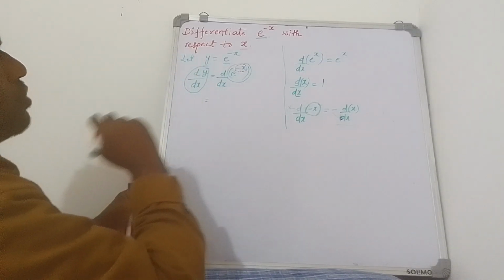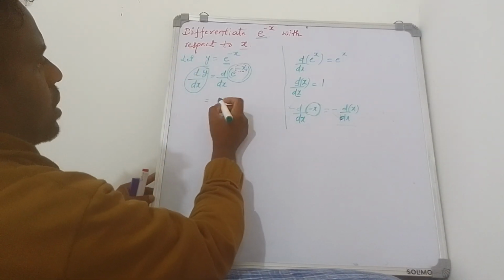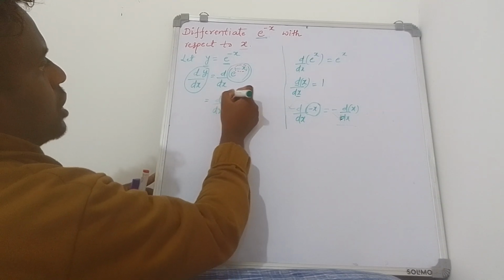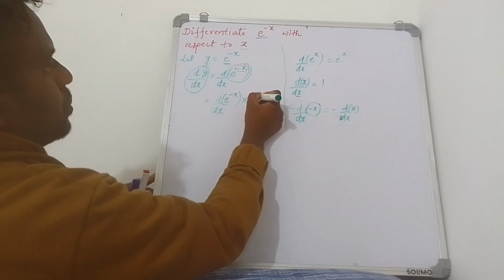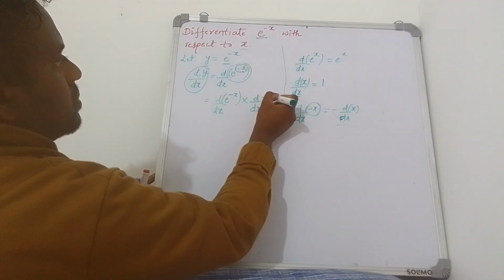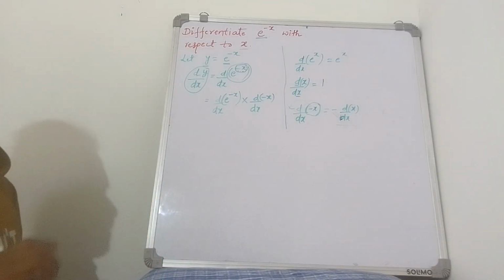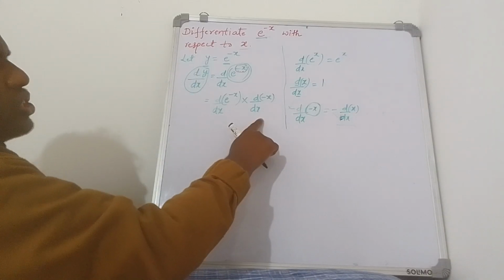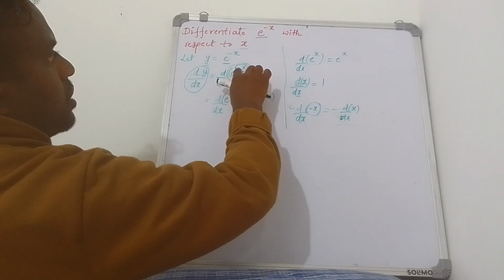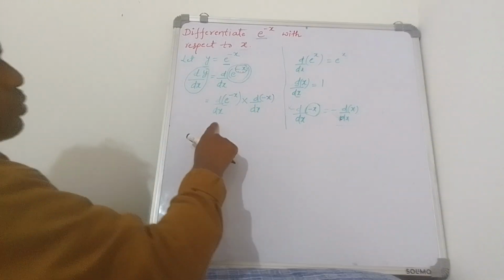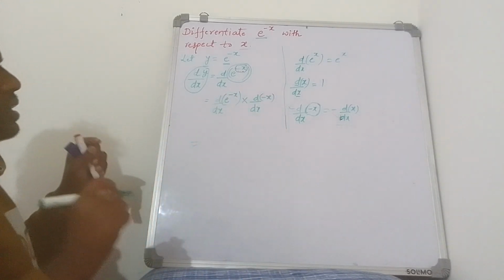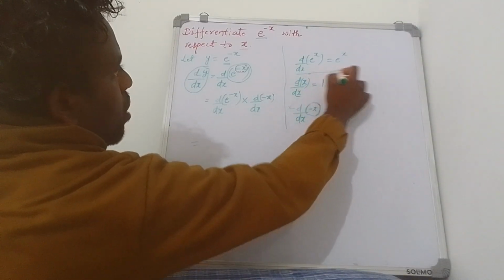Now we have two functions. I will write another step. D by dx of e to the power of minus x into d by dx of this minus x part. Okay, so like this we have to split into two functions. Because we have standard formula for e to the power of plus x, we don't have standard formula for e to the power of minus x. That time we will get two derivatives. We have to write like this, we have to split it into two functions. So now you can use this formula.